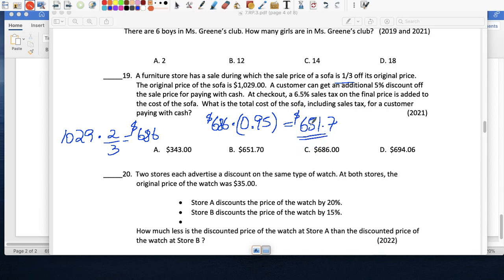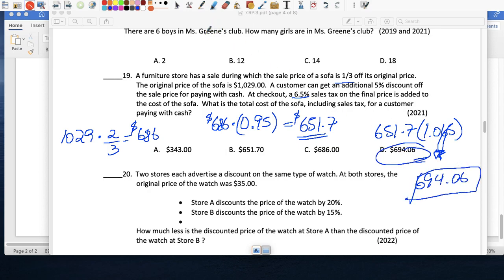Right? So now, discount 1, discount 2, I gotta pay taxes. So this is my price. I take it to the cash register. 6.5% tax. So if you want to find the price of the whole thing with the tax, we just add it to 100, and we get 106.5 or 1.065. And that's going to give you the price of the sofa, including the tax, which is 694.06.